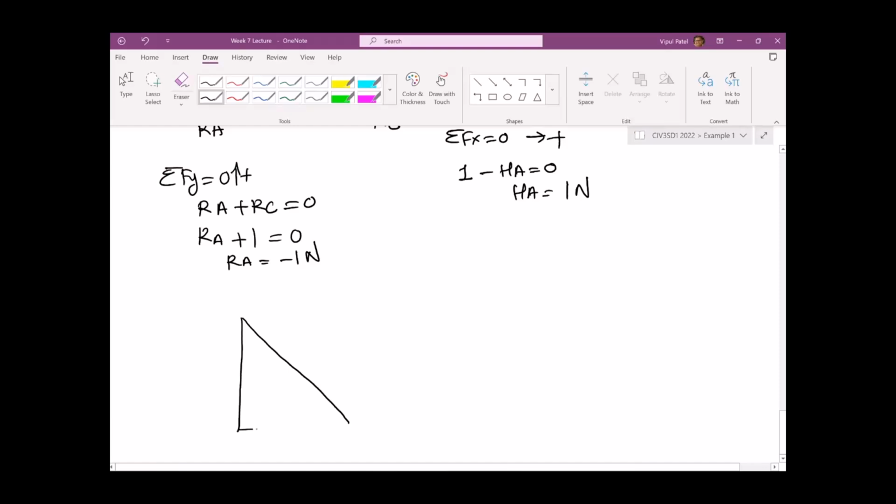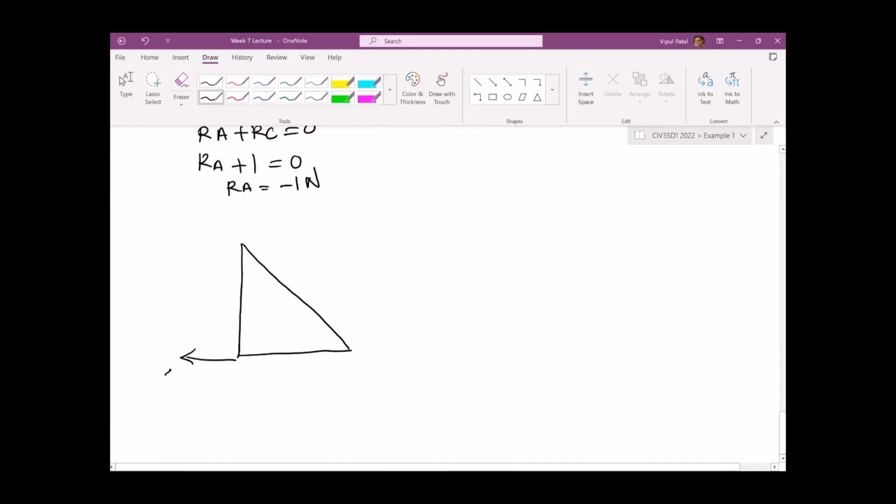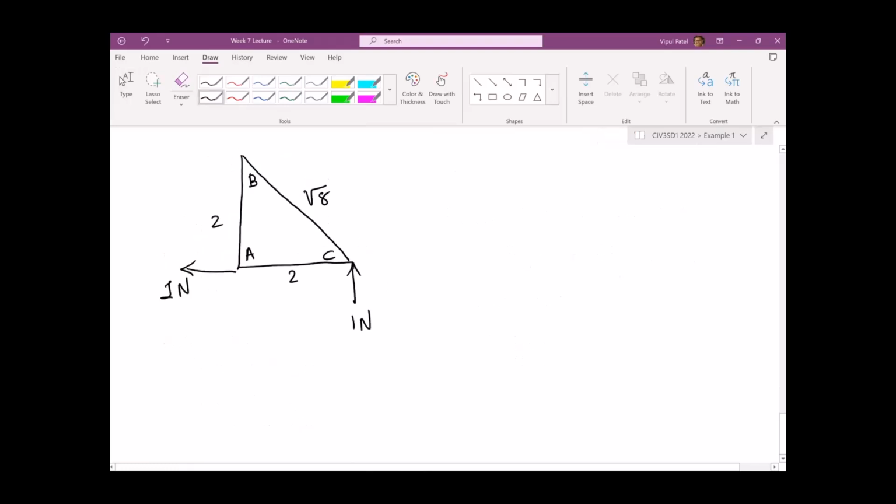Let's put it in the free body diagram. HA is 1 newton. This is A, this is B, this is C, with 2 and square root 8. The reaction at C is 1 newton up, this is 1 newton down, and you have 1 newton going here. So same thing, joint method. We can use joint number A.